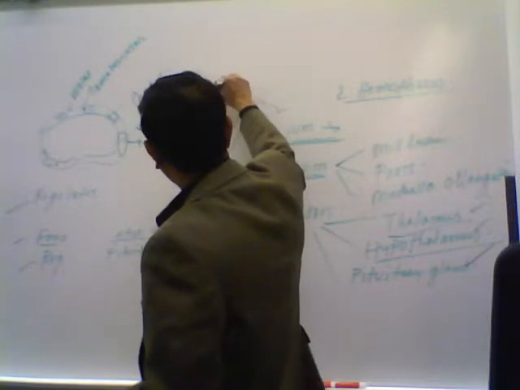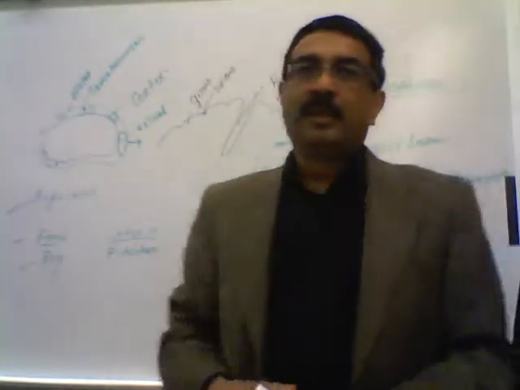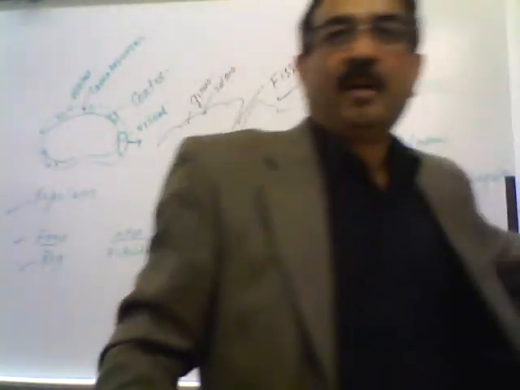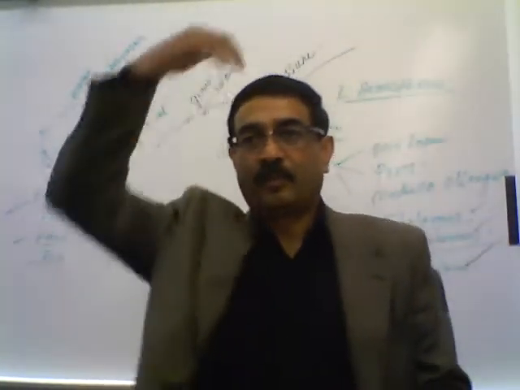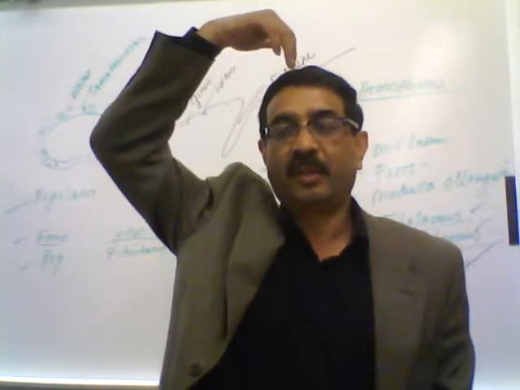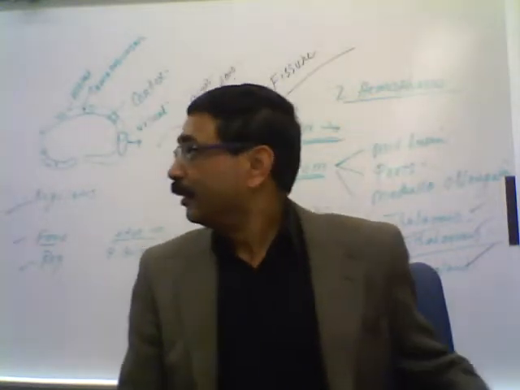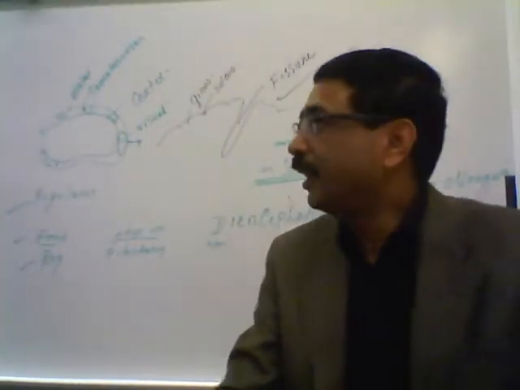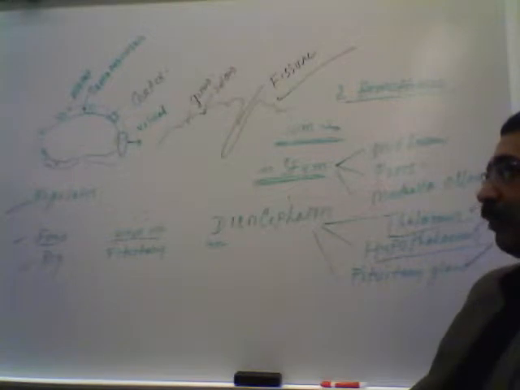Okay, sulcus, fissure. Okay, so the largest fissure is the longitudinal fissure along the midline, mid-sagittal plane, and that fissure, the longitudinal fissure, separates two hemispheres, and in between the cerebrum and cerebellum you have another fissure that is called the transverse fissure that separates the cerebrum and cerebellum.